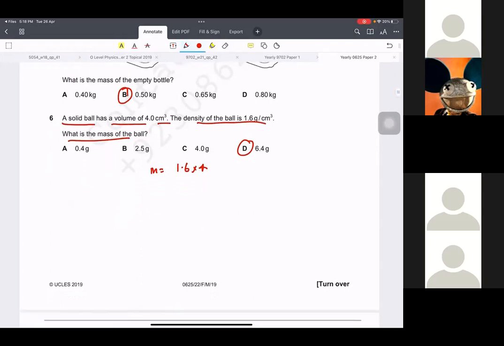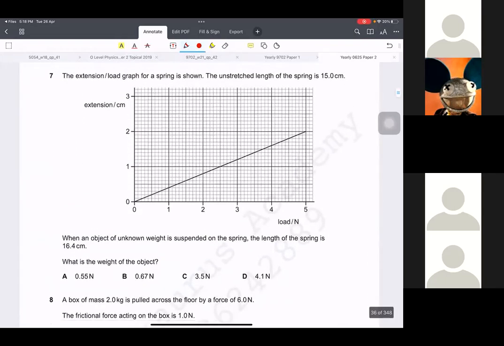Okay. Going to the next one. The extension-load graph. When an object of unknown weight is suspended, the length of the spring is 16.4. What is the weight of the object? Okay, we can do this. The unstretched length is 15. So 16.4 minus 15 is 1.4 centimeters. So you find 1.4, you go here, you go here. So that is 3.5.